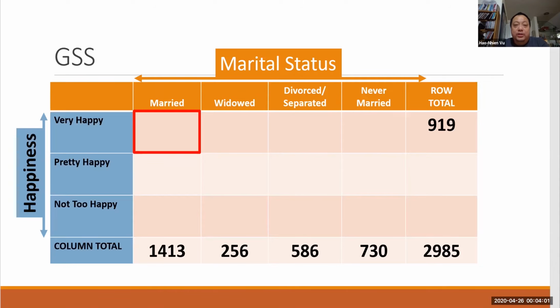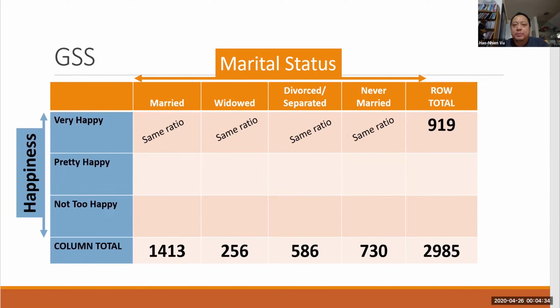And here's the algebra key to what we're doing. If marital status does not affect happiness, then the ratio or percent of very happy people should be the same for all the different marital statuses. The ratio or percent of very happy married people, very happy widowed people, very happy divorced or separated people should all be the same ratio or percent. And it should be the same ratio or percent as the very happy total. And that is the key to the algebra that we'll use, because we will apply this same ratio everywhere.